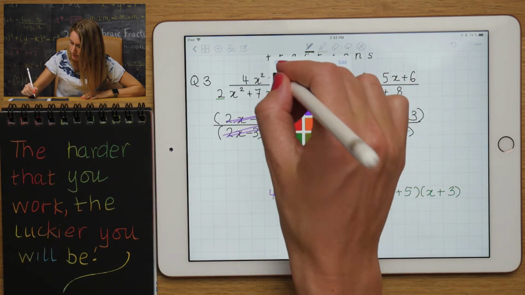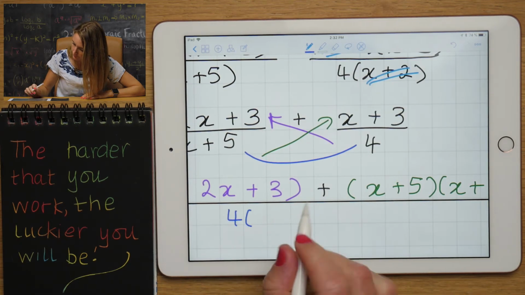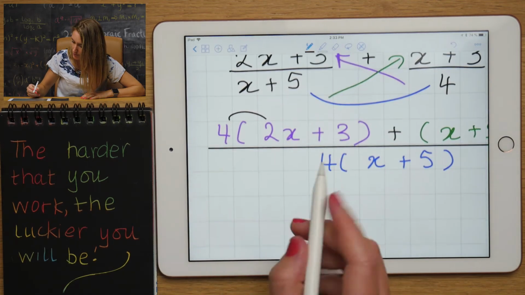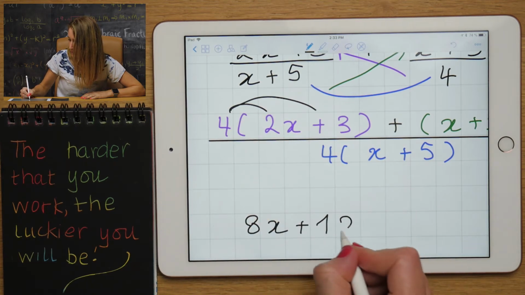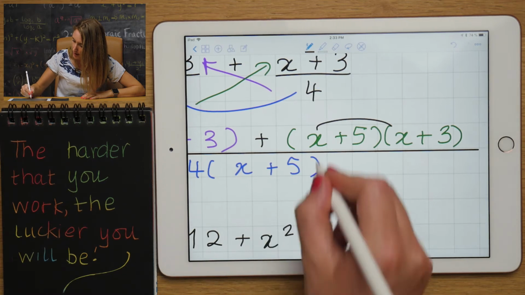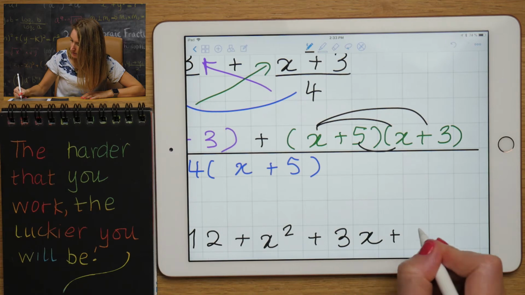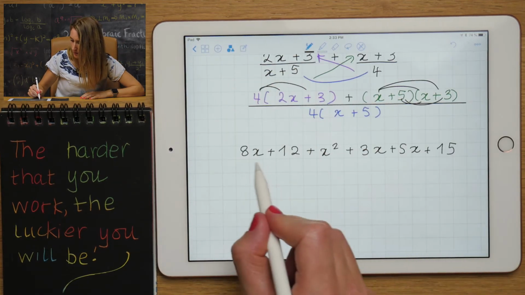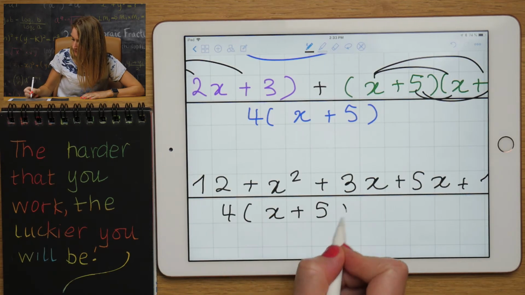And last thing, these two together. Now it's a little bit boring, we just got to multiply out and pay attention. So that will be 8x plus 4 times 3, 12, plus, oh, this one's a bit bigger, x squared plus 3x plus 5x plus 15. And on the bottom, leave that as 4 times x plus 5.